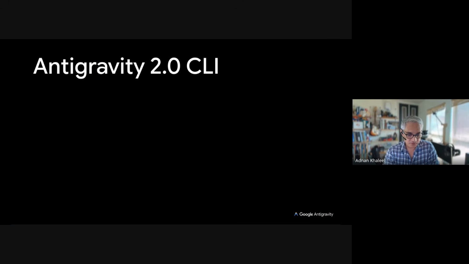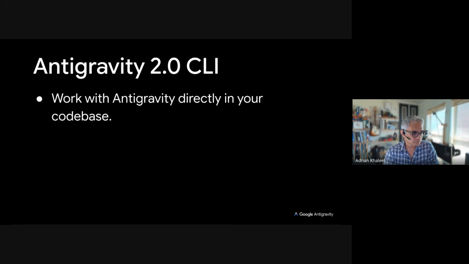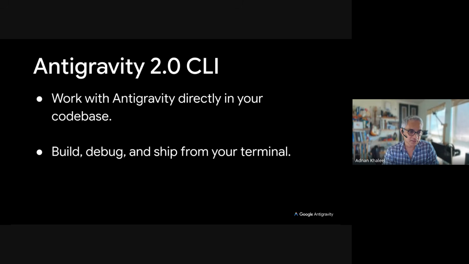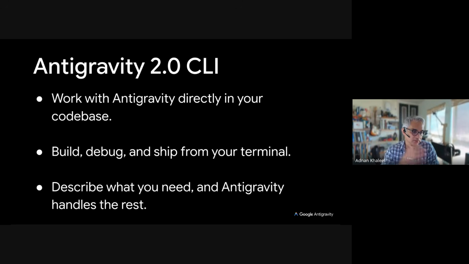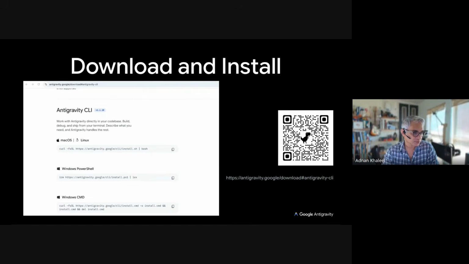Now, today, as I mentioned, we're looking at the command line version. It works directly with your code base or your scripts or anything that you might have, right? And you can use it to build, debug, and ship code right from your terminal. So it really makes you a super user without even trying. And lastly, describe what you need, and Antigravity handles the rest. That is truly the agentic capabilities that Antigravity brings to the table that makes it very unique from a command line perspective.